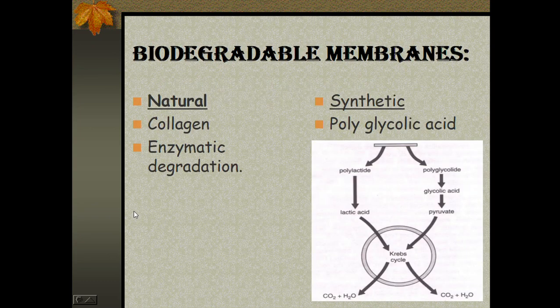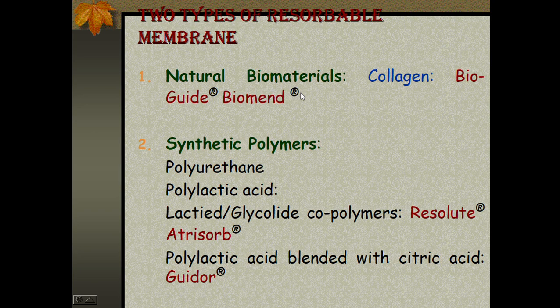Biodegradable membranes are of two types, natural and synthetic. Under natural, there is collagen, and it is degraded by enzymatic degradation. And the polymer of polyglycolic acid is degraded by the Krebs cycle. So, two types of resorbable membrane are: natural biomaterial, collagen, available in the market as BioGuide and Biomend; and synthetic polymer of polylactic acid and polyurethane, available in the market as Resolut, Atrisorb and Guidor.